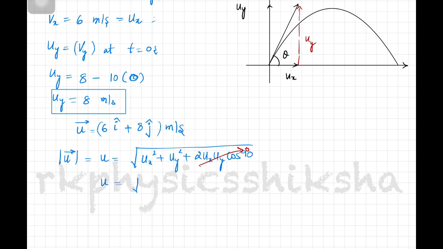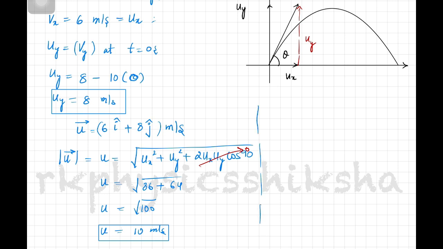So u is equal to root of 6 squared is 36 plus 8 squared is 64, which is 36 plus 64 is 100, root of 100, which is equal to 10 meter per second. The velocity with which the particle is projected is 10 meter per second. That is the velocity of projection.